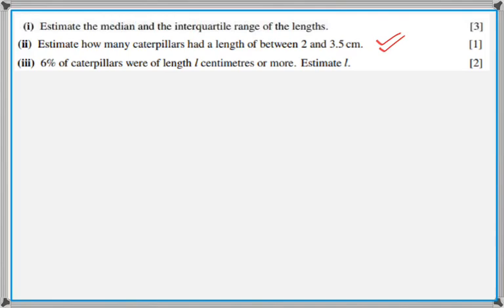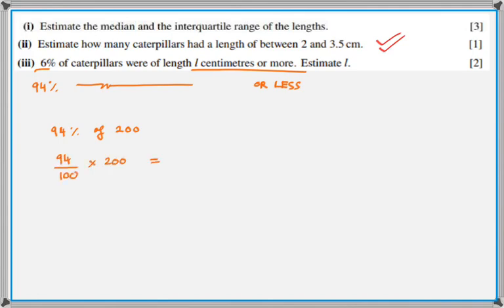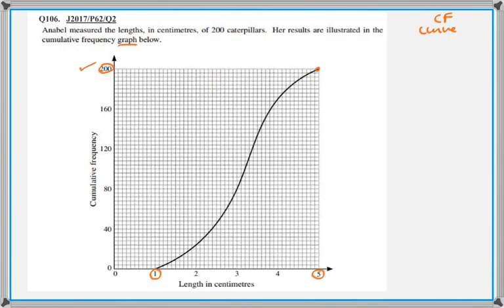That thing is done. Then it says 6% of the caterpillars were of length L centimeters or more. That more question came in. 6% is L centimeters or more. Therefore, 94% of caterpillars will be of length L centimeters or less. Now here I brought in the keyword less. Now 94% of 200, that is 94 over 100 into 200, that is 188. So therefore, I should go till 188.